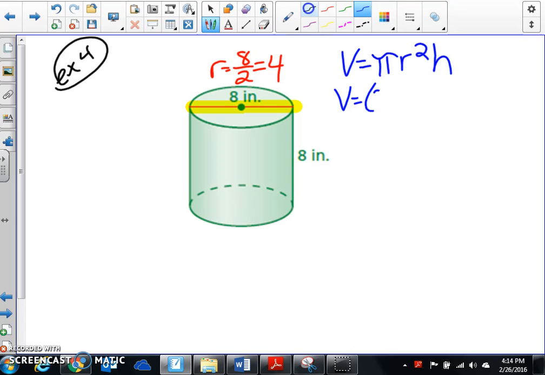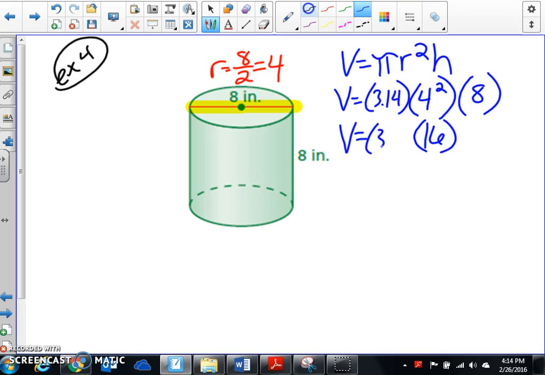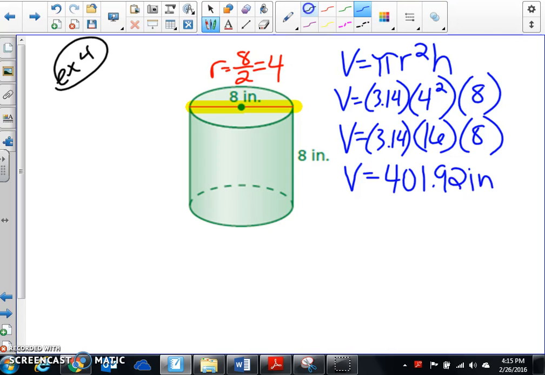So volume equals 3.14. My radius is 4 squared, and my height is 8. Got to get rid of that squared first. So 4 squared is 16. Bring everything else down. And now I multiply. 3.14 times 16 times 8 gives me 401.92 inches cubed.